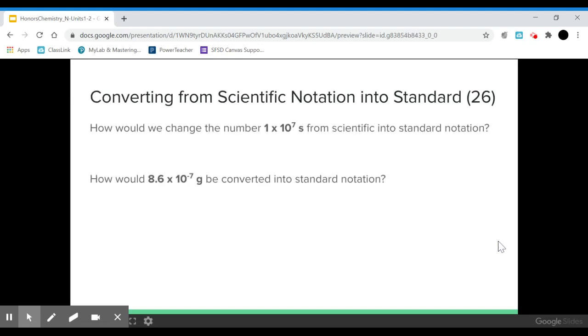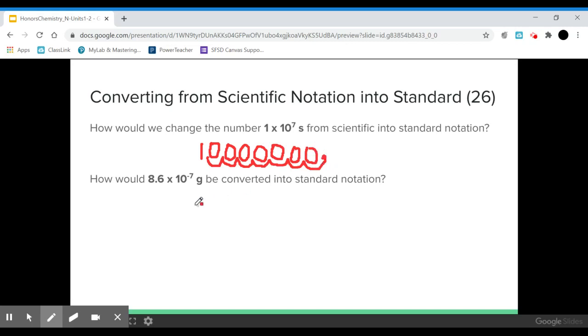Now to go backwards from scientific notation into standard notation, we're basically undoing what we just did here. So 1 times 10 to the 7th, I know that that's going to be a really big number, right? Because it's a positive exponent. So that means I got to push my decimal place to the right. How many spaces am I going to push it? 1, 2, 3, 4, 5, 6, 7. Every place that I had an empty spot, I'm going to put a 0 as a placeholder. You can see here it comes out to be the number 10 million.